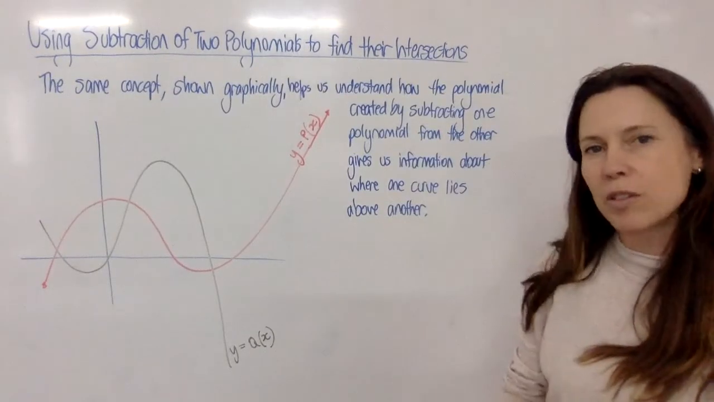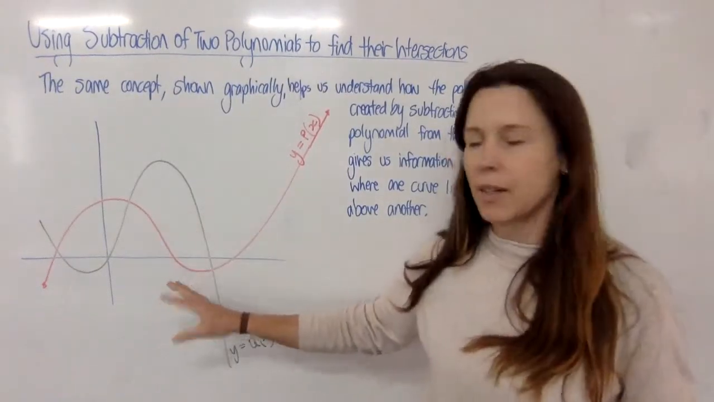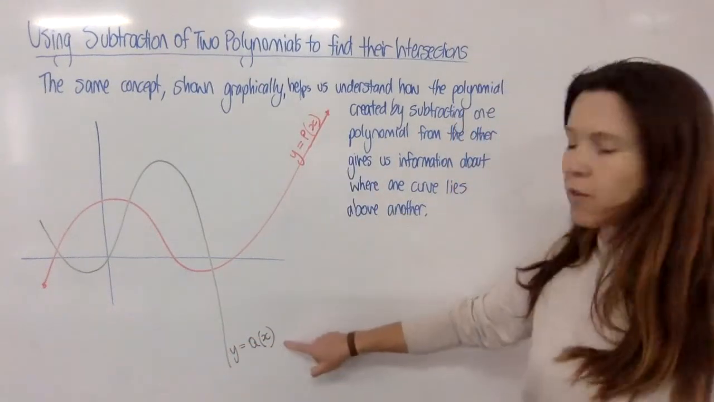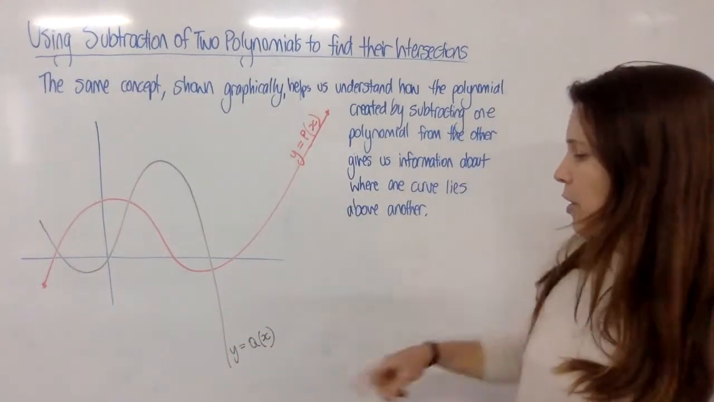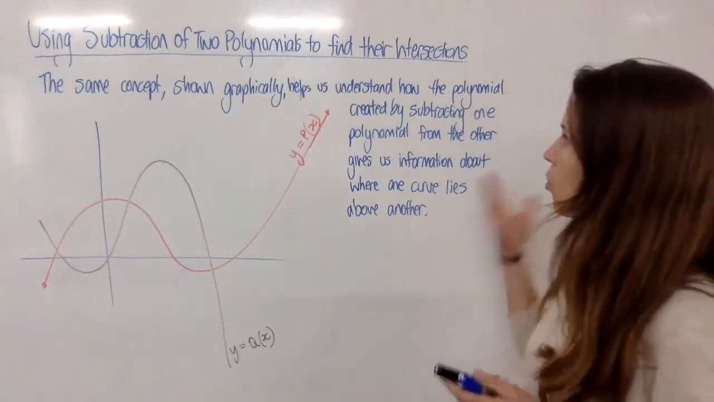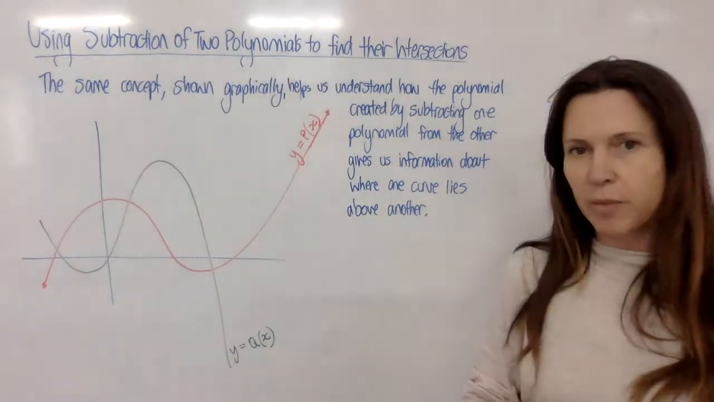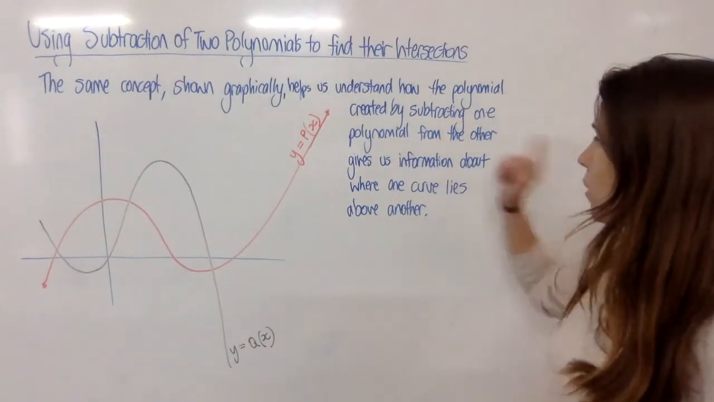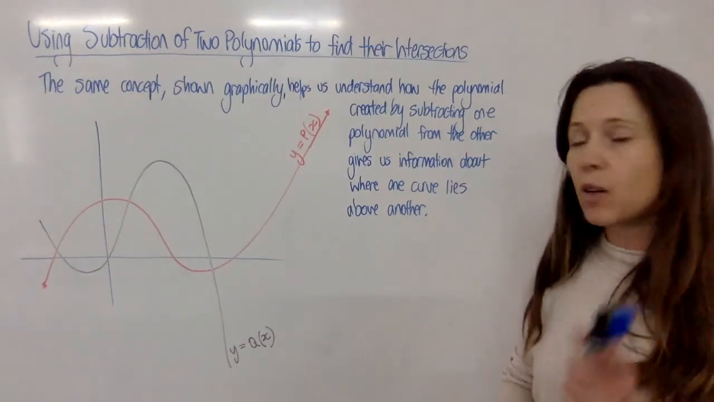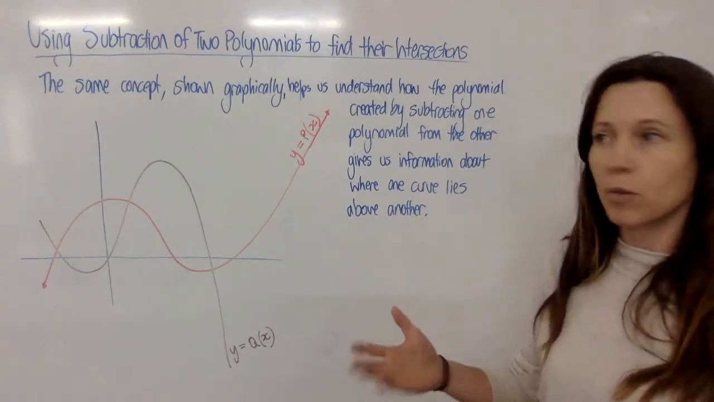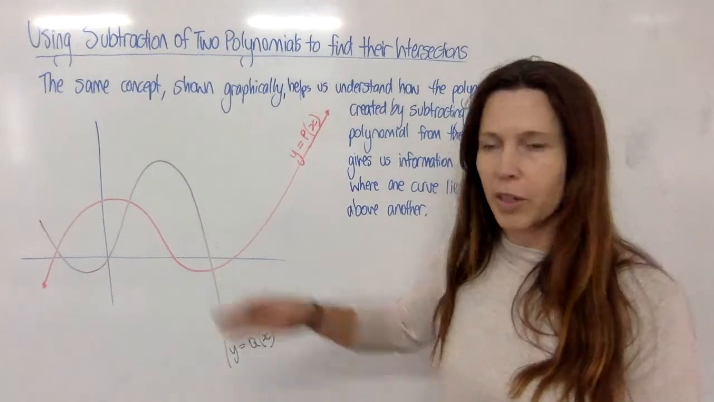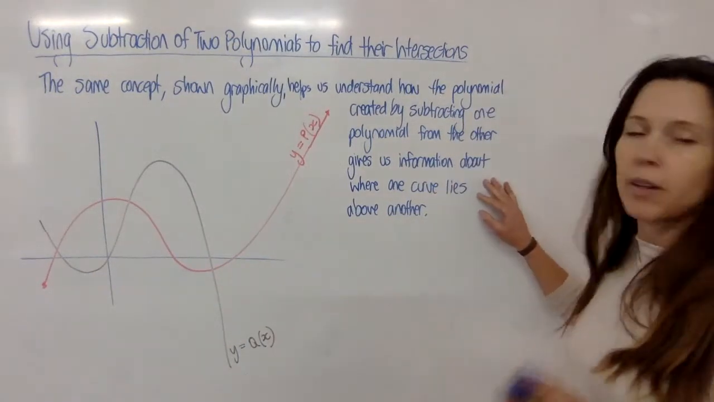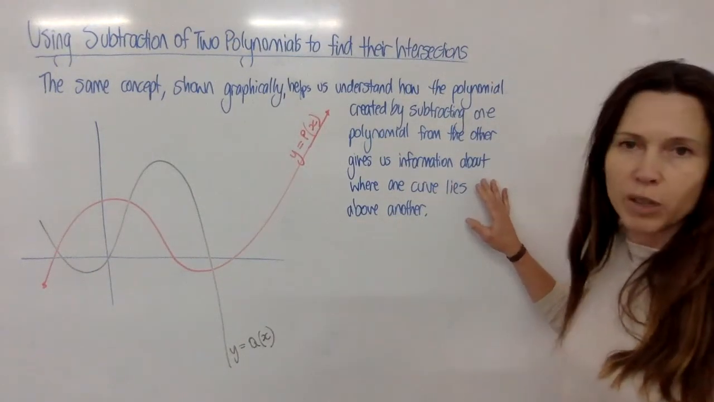Now the same concept, if I show it graphically in a situation where I don't actually know the equations of y equals p of x or y equals q of x, will help us understand how this polynomial that we make when we subtract one polynomial from the other can help us find information, if we didn't know how to graph our polynomials, about where one of our curves is going to lie above or below the other one.